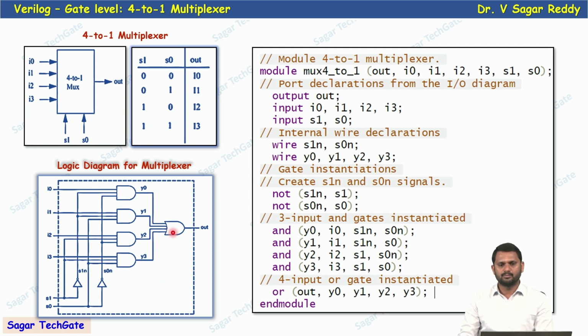And here is one output OR gate. The OR output is the output signal, and the 4 inputs are Y0, Y1, Y2, Y3. So we can simply describe this hardware by instantiating these 4 AND gates, an OR gate, and 2 NOT gates. This is the simplest way to write Verilog code, especially in gate level modeling. This is the lowest abstraction level used in Verilog. But if you want to design a complex circuit, we never prefer gate level modeling. Still, you should understand how to design a circuit in terms of gates. At post synthesis, we have the netlist in terms of gate level only.